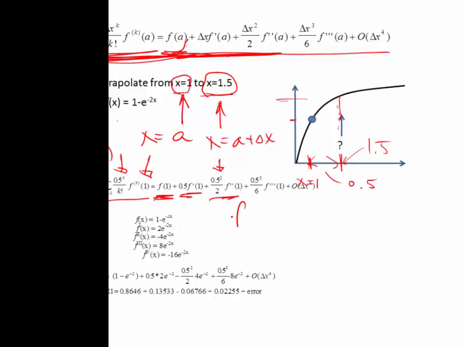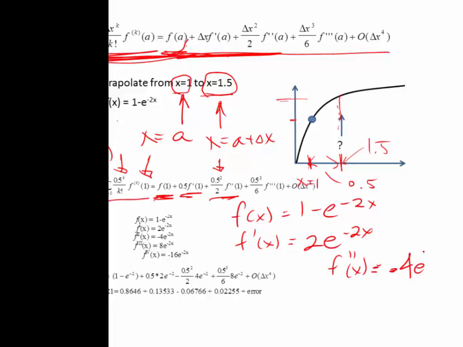So if f of x is equal to 1 minus e to the minus 2x, then the first derivative, these are pretty easy, we get 2 e to the minus 2x, and f double prime of x is equal to minus 4 e to the minus 2x, and the triple prime, the minus 2 comes down, so we'll just get 8 e to the minus 2x. Okay, and that's what's written here. We can also see there's the fourth derivative.